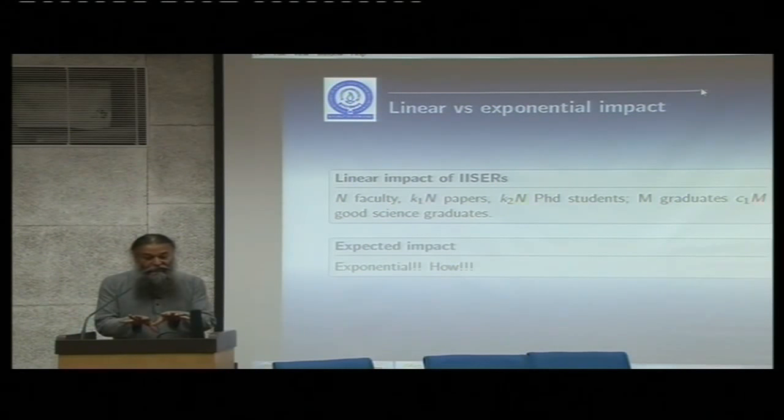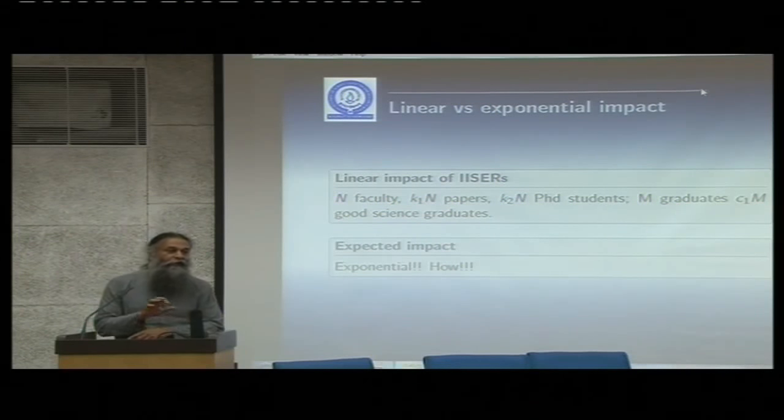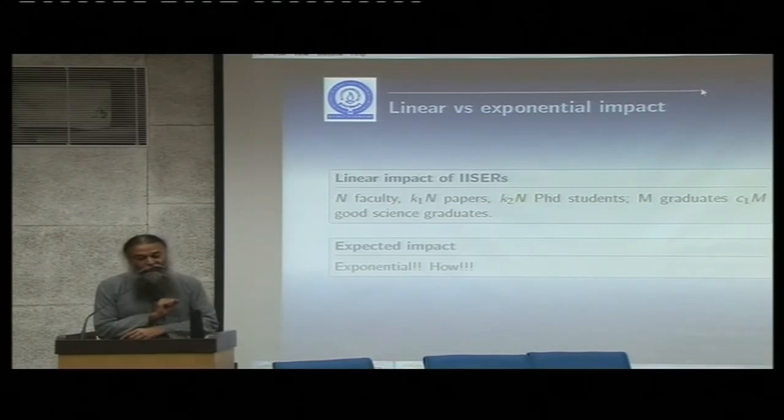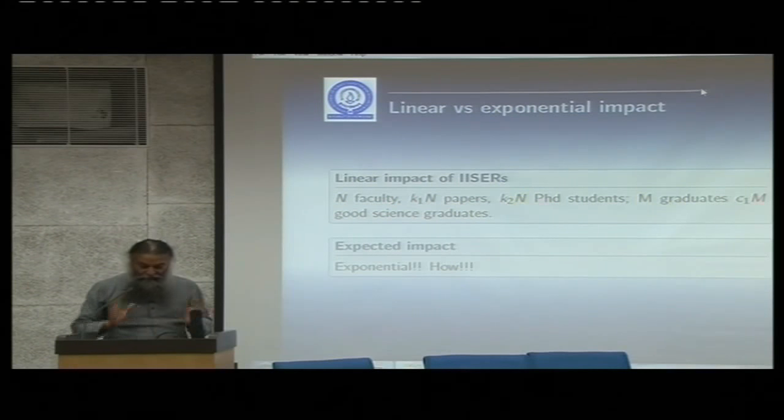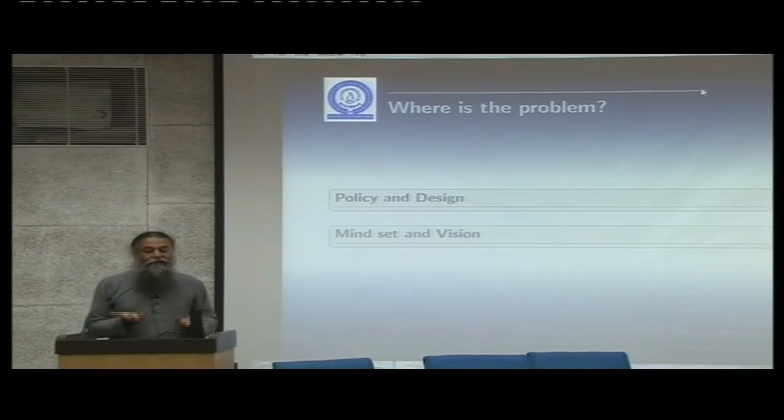And I mentioned to you this number is very small, because when you choose the bright of the bright, elite of the elite, and put so much money into it, you want exponential impact. You don't want linear impact from these institutions. Expected impact is exponential, but the way they are currently set up, they are doing very well and they will have a linear impact. Now, why is it, where is the problem?